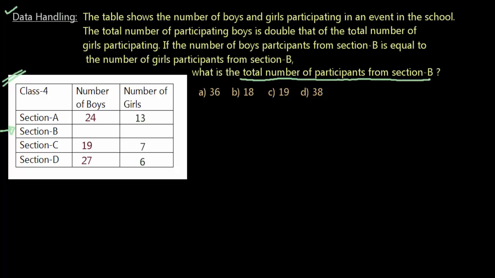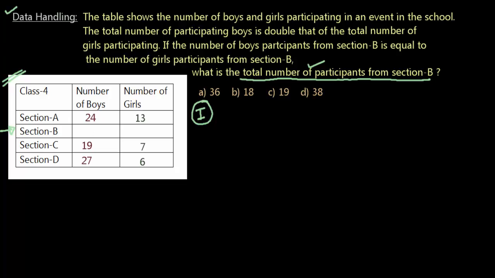So this is the question. Please read the question carefully, it is asking for the total number of participants from section B. So let us try out. I will show you how to arrive at the answer in two ways. One is the algebraic way, the second is the process of elimination. So let us try out the first method.